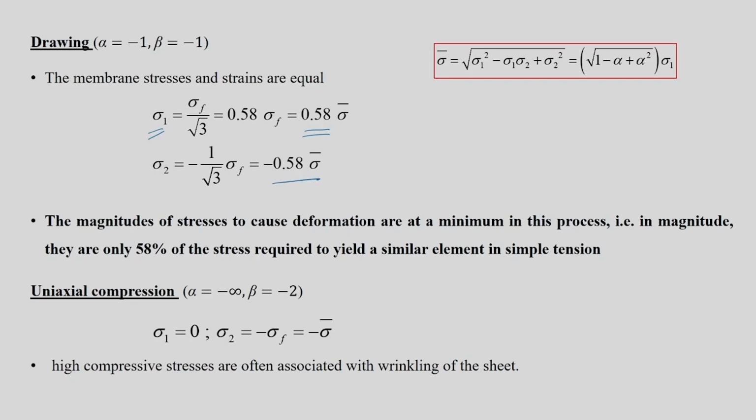What does that mean? That means if you compare this with the previous one, the magnitude of stresses to cause deformation is at a minimum in this process. In drawing, when you follow a deformation path where alpha is equal to minus 1, beta is equal to minus 1, you will have a magnitude of stresses which is going to be minimum. That is, in magnitude they are only 58%, that means 0.58, I am saying 58% of the stress required to yield a similar element in simple tension.